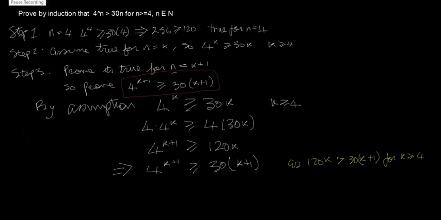Now, prove by induction that 4 to the power of n is greater than 30n for n greater than or equal to 4. The caret here, 4 to the power of n, means 4 to the power of n, and n is a natural number.